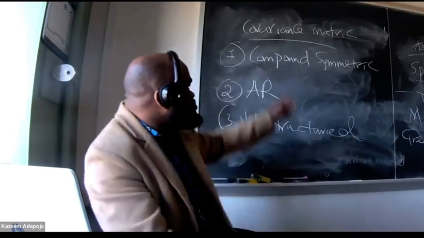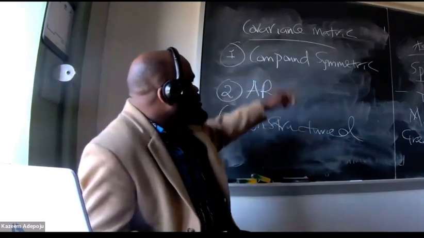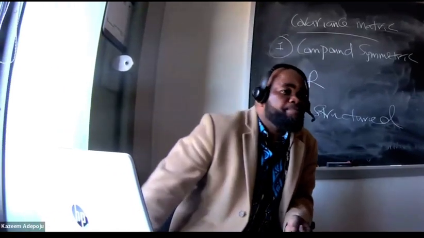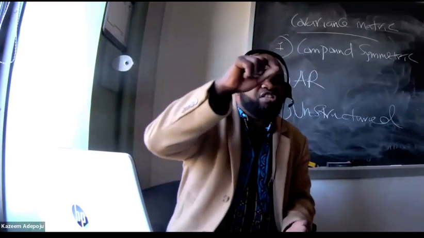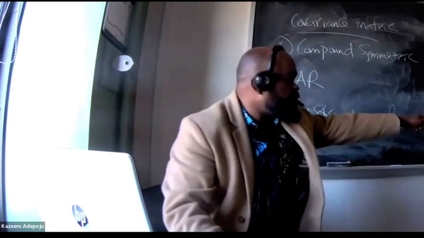Now, let me tell you, what is the meaning of compound symmetric? Compound symmetric believes that the correlation over time is the same. Correlation between any pairs of measurements within a subject over time stays the same. What if it does not stay the same? How am I going to know whether it's not going to stay the same? I can use a test of sphericity.